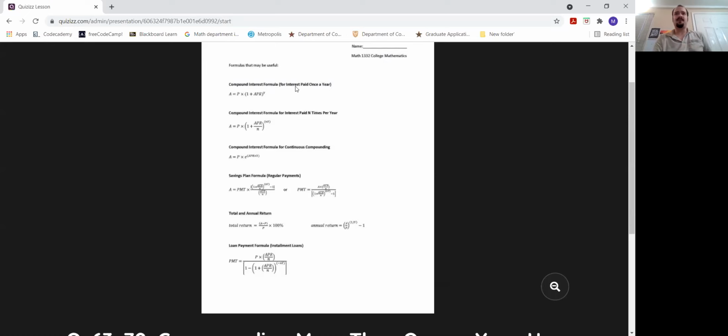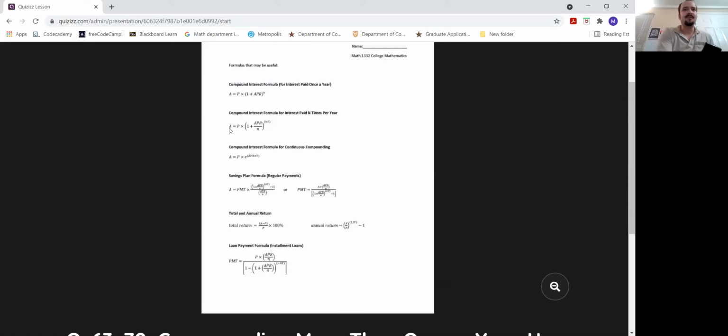And so this one is for interest paid once a year. This one is for continuously compounded. That is not what they said. They said monthly compounding. And so I think the one that you probably want to use is that middle one. And if it's monthly, what does that tell us about our n variable?